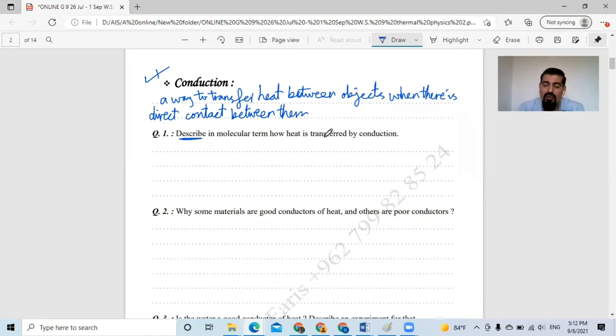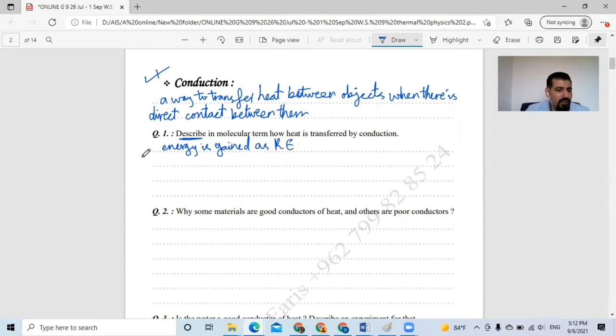The same thing happens with molecules. Molecules gain heat and start to vibrate more, and they collide with the neighbor molecules to transfer energy to them. These neighbors absorb heat, vibrate more, and transfer the energy to the next one, and so on. So what's happening here? Energy is gained as kinetic energy.